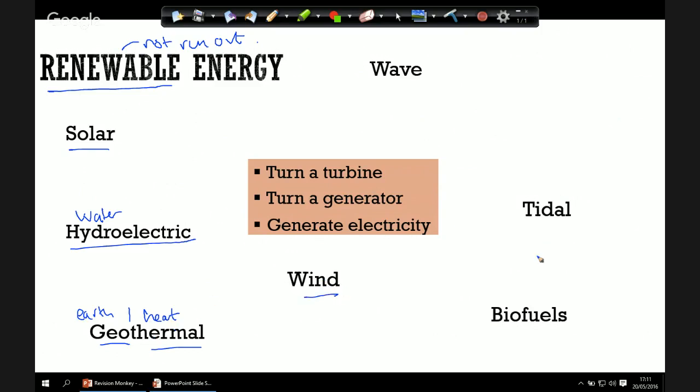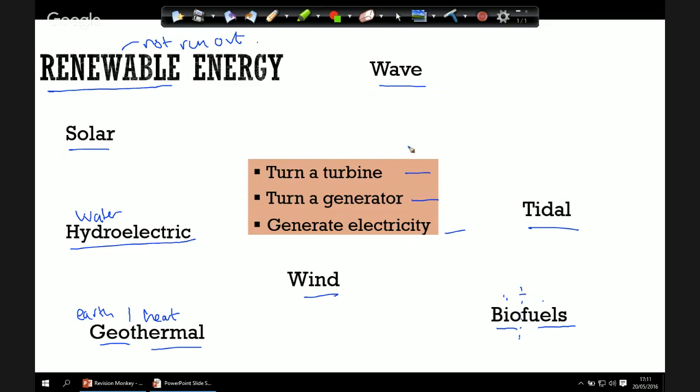You've got wind energy, wave energy, tidal energy, and also biofuels. Biofuels, if you remember, biology is the study of living things. Biofuels are fuels made out of living things. And all of these do the same thing. They turn a turbine, which turns a generator, which generates electricity. So just the same as the non-renewables did in a power station, these do exactly the same thing. So you need to remember these 3 steps.